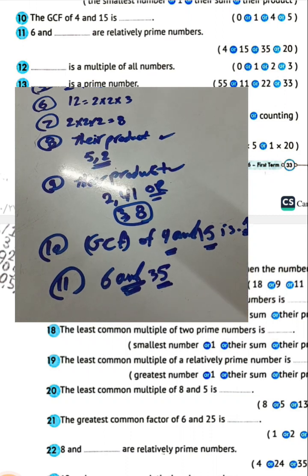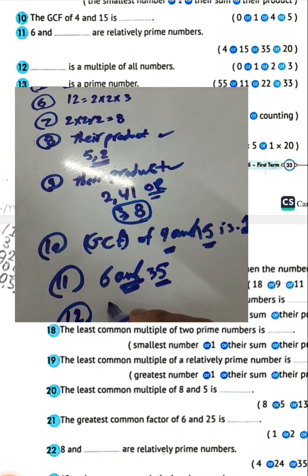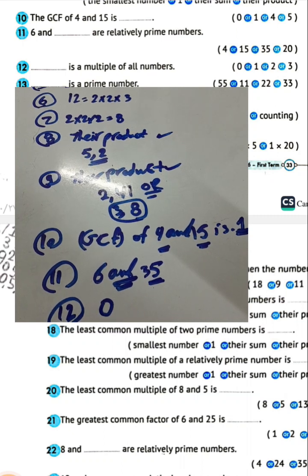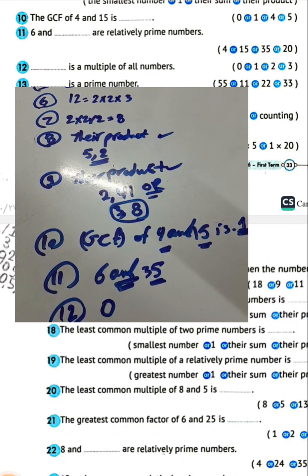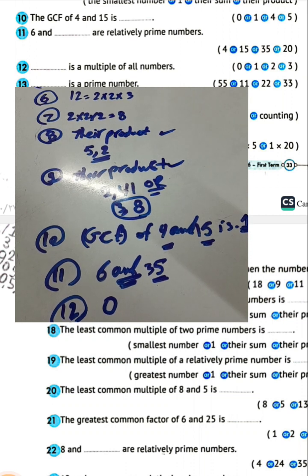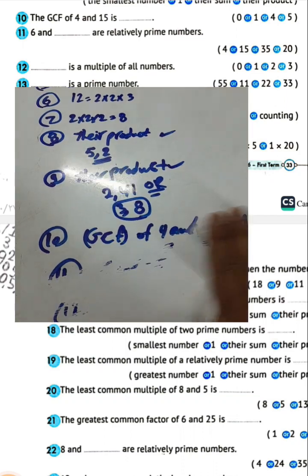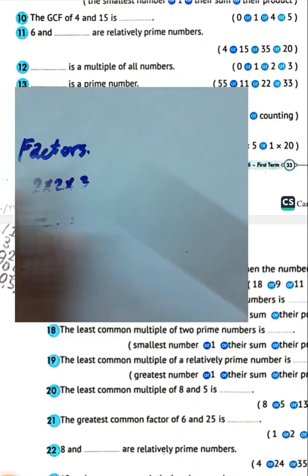Okay, that was question number 11. Question 12. What is a multiple of all numbers? It will be 0. 0 is a multiple of all numbers. Can 0 be divided by itself? No, 0 can't be divided by itself, but 0 can be divided by all numbers except itself, because 0 divided by itself is undefined. We can't find the result of 0 divided by 0. So 0 is a multiple of all numbers.